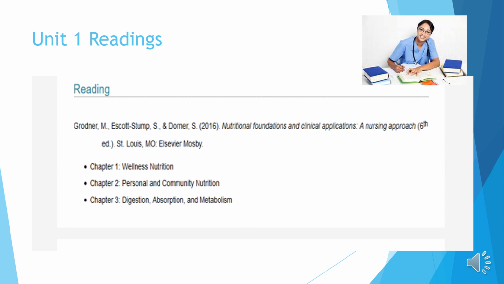So for this particular module, we're going to be reading 3 chapters. Chapter 1, which is Wellness Nutrition. Chapter 2, which is Personal and Community Nutrition. And then Chapter 3, Digestion, Absorption, and Metabolism. And if you look at the titles of the chapters, they look pretty close to what our unit outcomes are going to be.